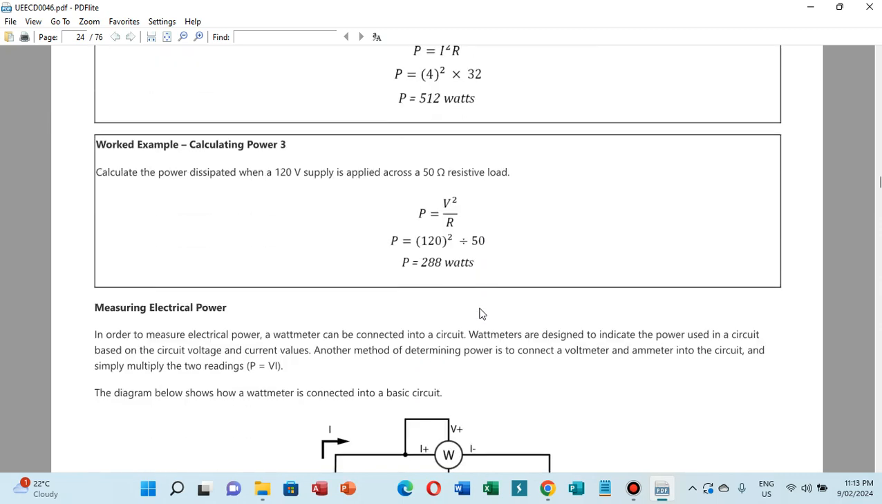Similarly, if you know the voltage and the resistance, you can also calculate the power. In this case, we use the equation P equal to V square by R. In this case, the voltage is 120 and the resistance is 50. Then you can calculate the power is 288 watt.